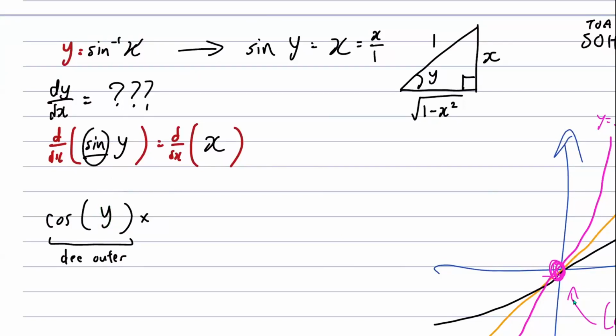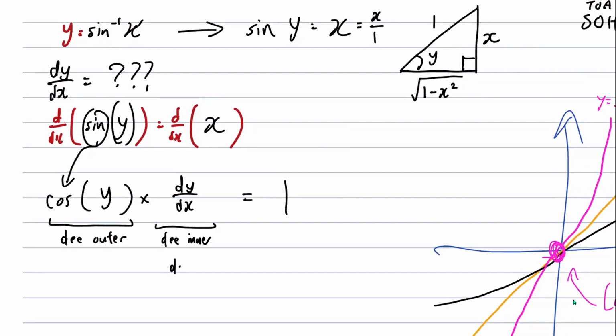Okay. So sine of y, you differentiate the outer sine, you get cosine. Good. Then what do you need to do next after you differentiate the outer? The derivative of the inner, y, which is dy by dx. Equals 1. Very good. Then from there, you can make dy by dx the subject, right? What do you get? 1 over cosine y.